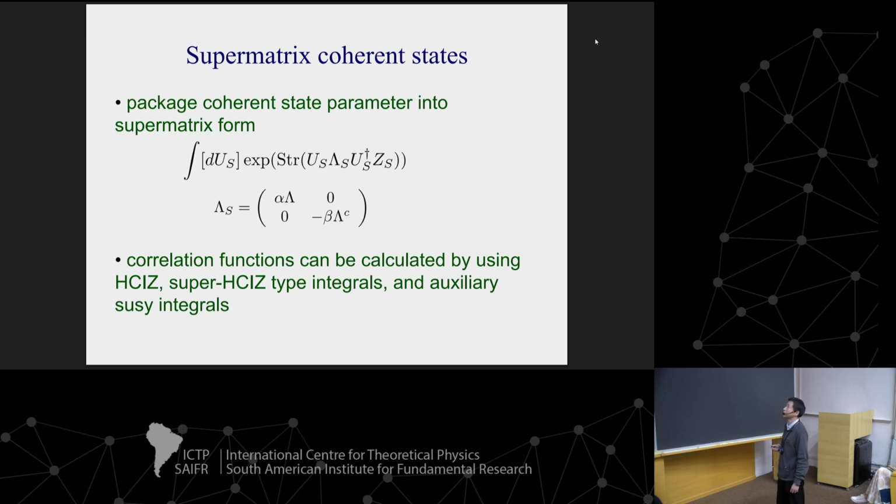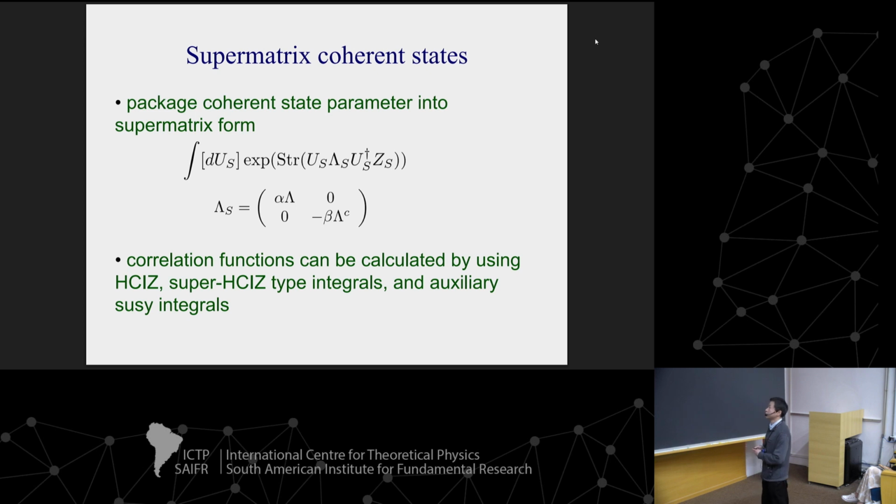The correlation function can be calculated by using HCIZ integrals and the super HCIZ type integrals, and the auxiliary SUSY integrals. This SUSY is the SUSY in the auxiliary variables of the bosons and fermions. It's not the SUSY of the gauge theory. In the case where the gauge theory does not have SUSY, we can still have this SUSY in the auxiliary variables.